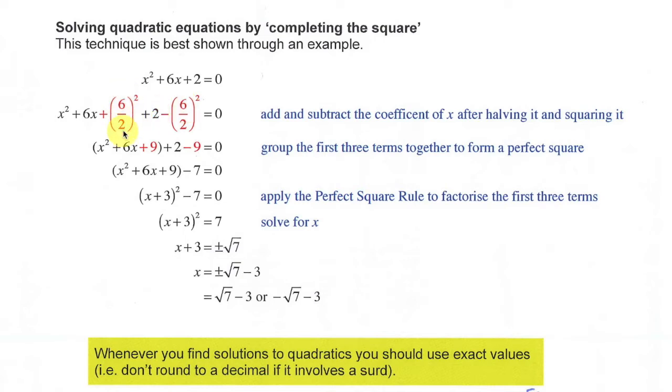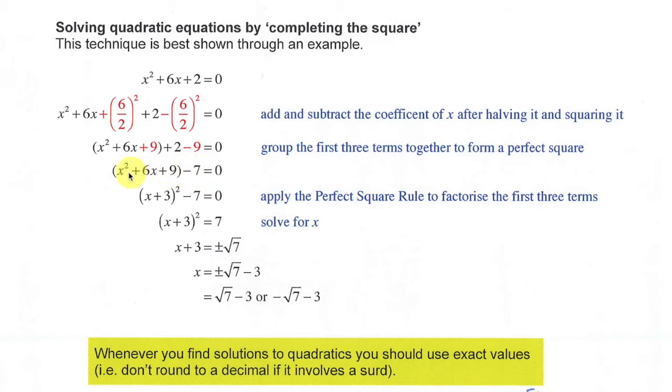Now, of course, 6 divided by 2 is 3. If I square that, it's 9. So I've now got x squared plus 6x plus 9. And I group that together. That leaves me with 2 taking away 9. So I've got x squared plus 6x plus 9, and then minus 7 equaling 0.